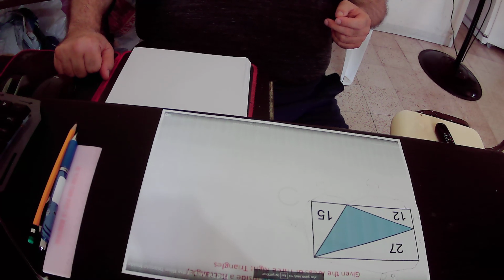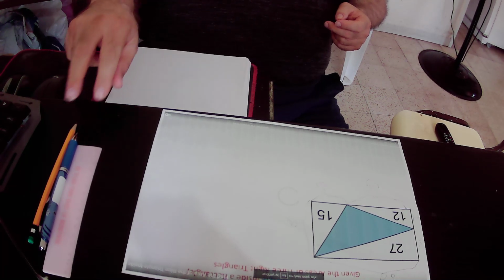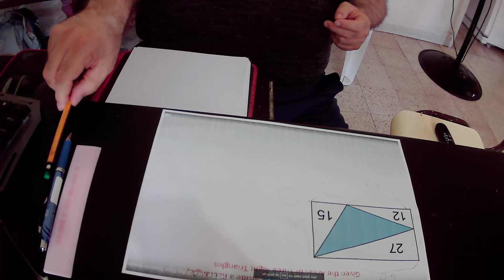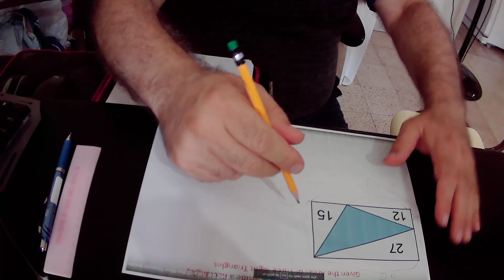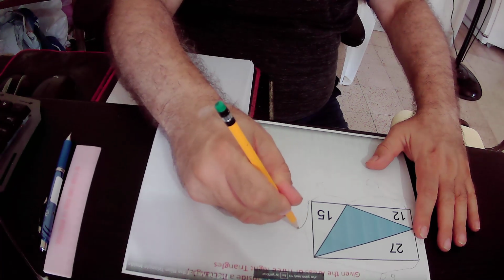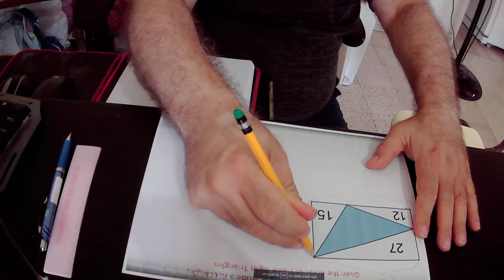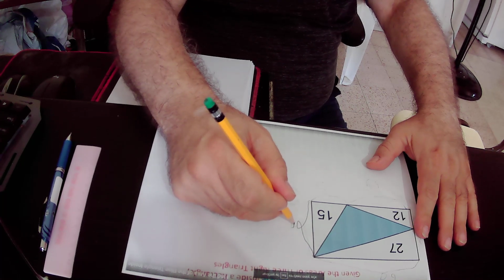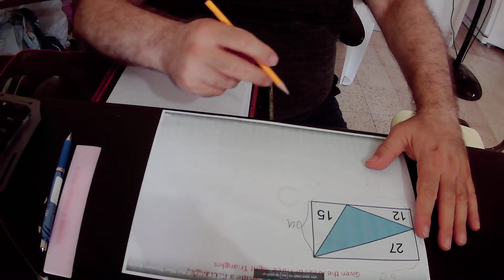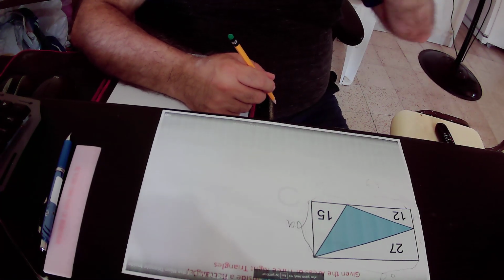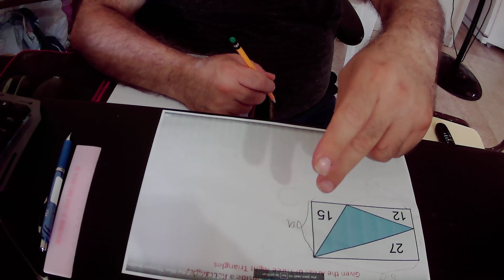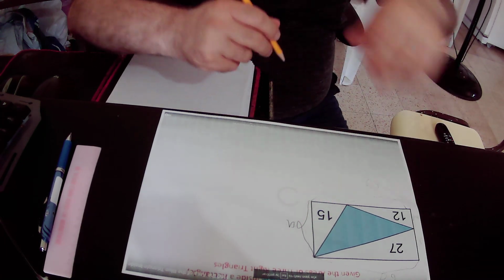First of all, let's set the width of this rectangle as A. Okay, the width of this rectangle will be set as A, or variable A.